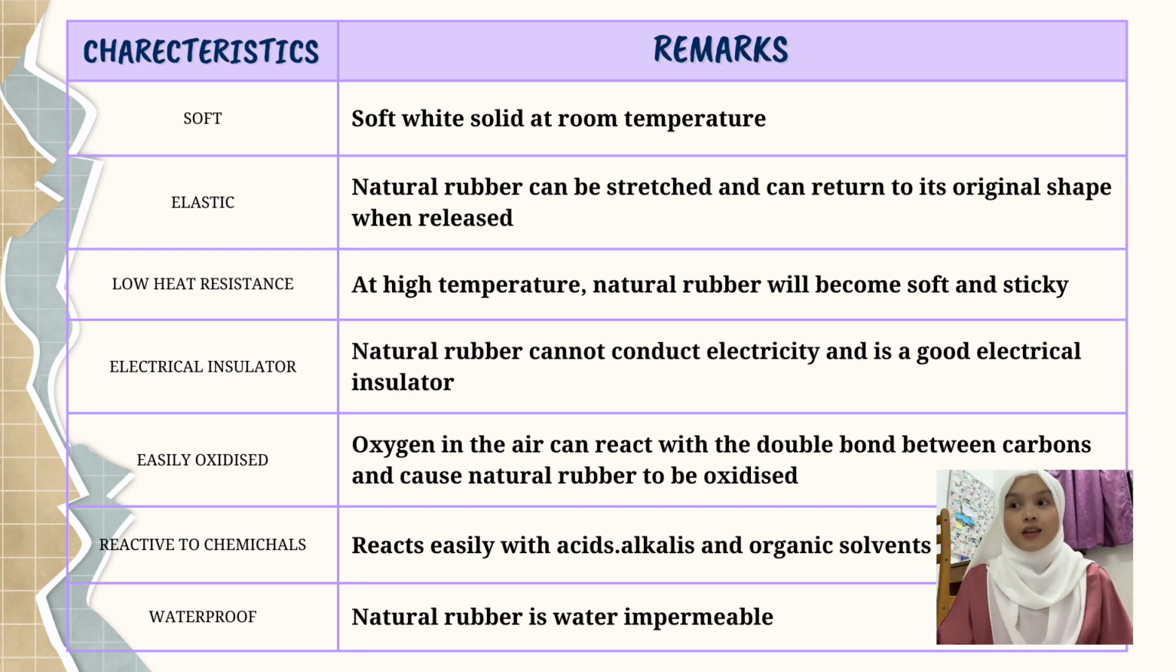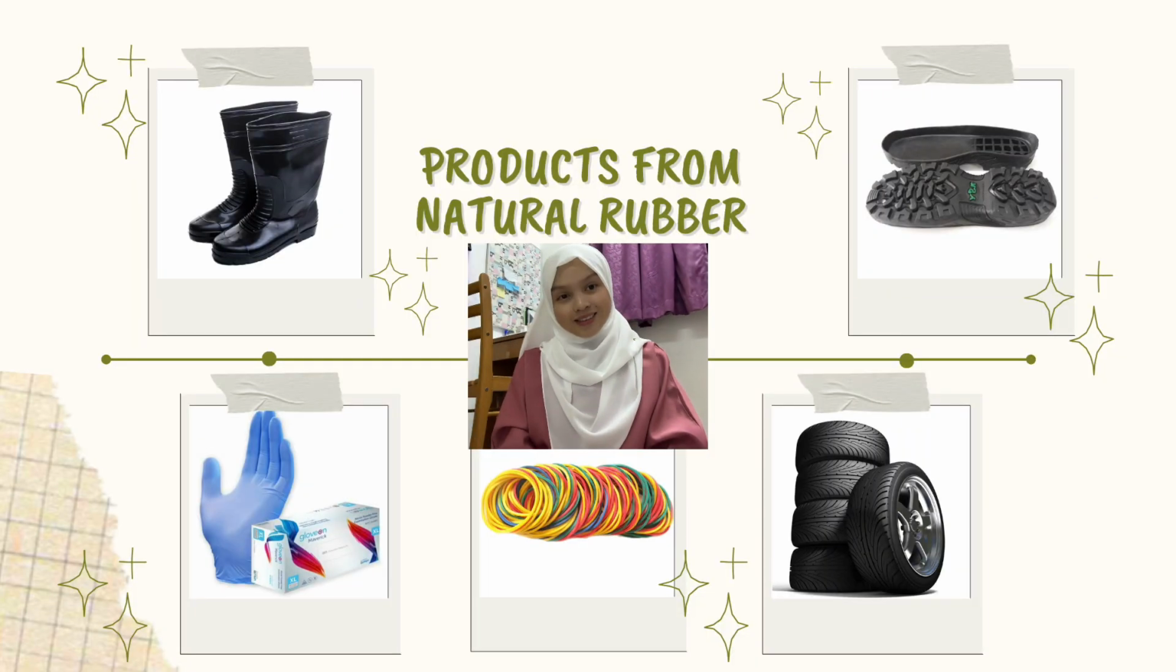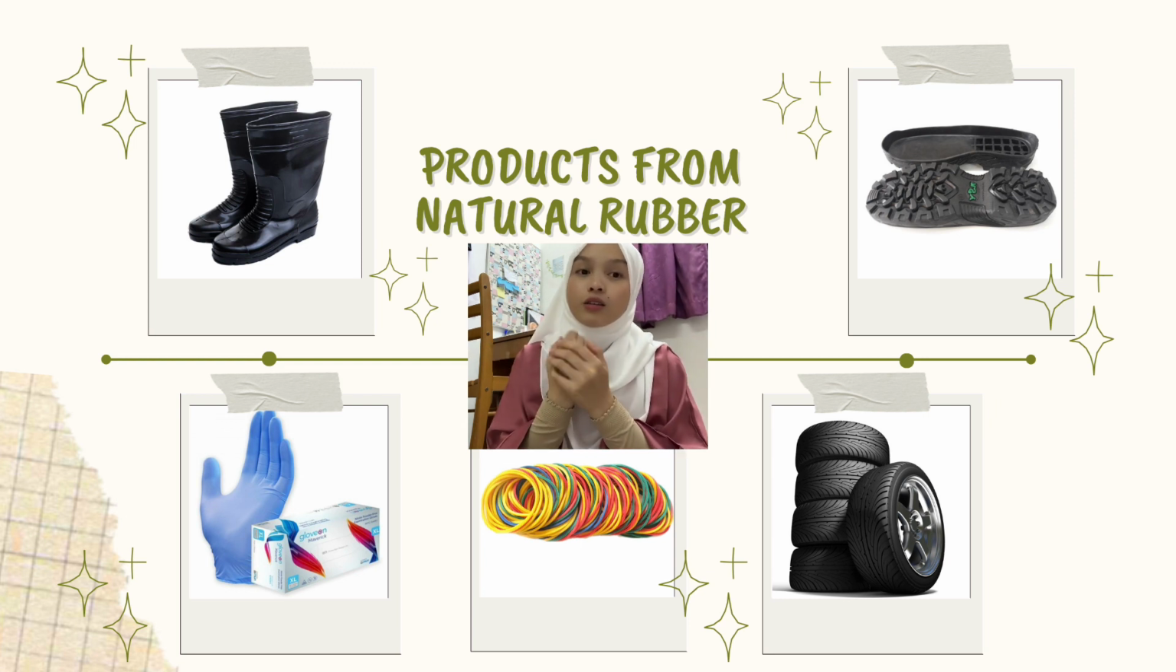Number 5, easily oxidized. Oxygen in the air can react with the double bond between carbons and cause natural rubber to be oxidized. And number 6, reactive to chemicals. Reacts easily with acids, alkalis, and organic solvents. And plus, waterproof. Natural rubber is water impermeable. These are examples of products from natural rubber. As you can see there is a boot, shoe soles, gloves, rubber band, and tires.